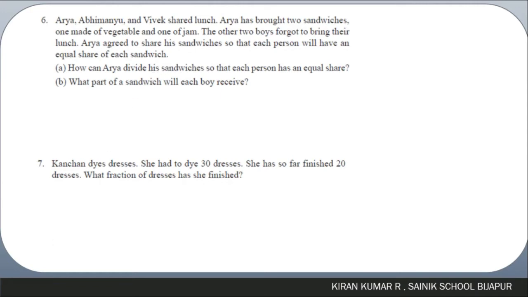There are 2 sub-questions for this question. The first sub-question is, how can Arya divide his sandwiches so that each person has an equal share? The second sub-question is, what part of a sandwich will each boy receive? Let me answer the first one. Arya will divide each sandwich into 3 equal parts and give one part to each one of them.